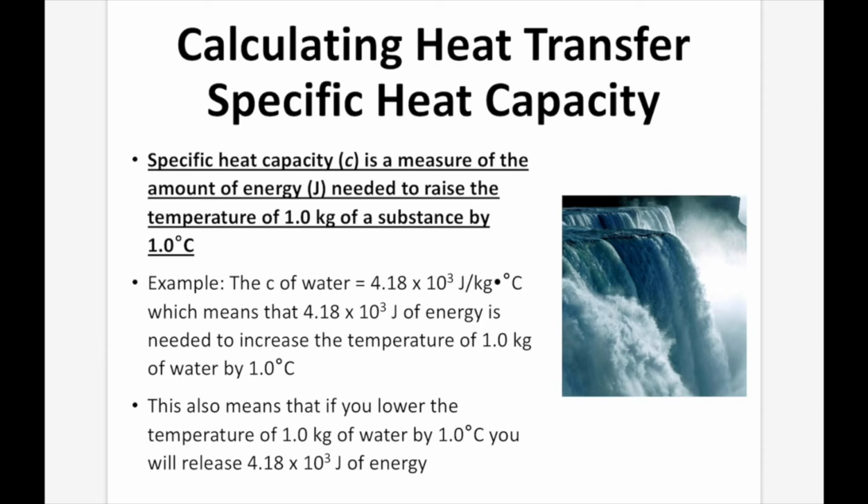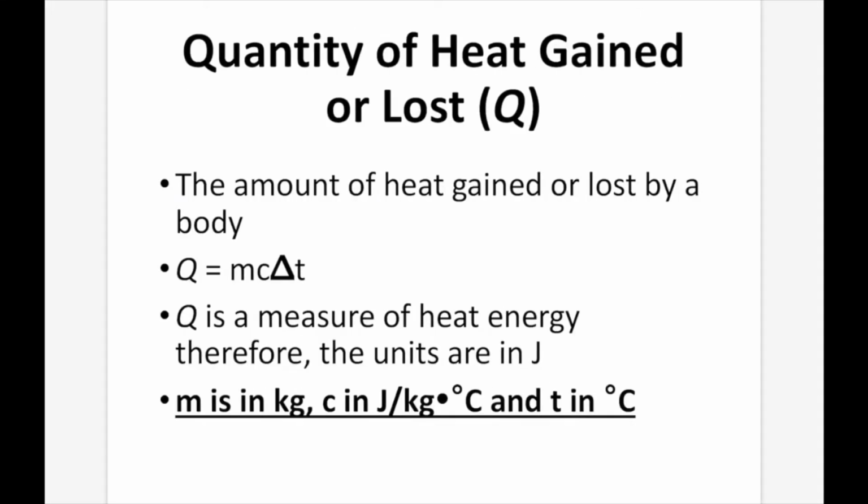So for example, the C of water is 4.18 times 10 to the 3 joules per kilogram degree Celsius, which means that it takes 4.18 times 10 to the 3 joules of energy to increase the temperature of 1 kilogram of water by 1 degree Celsius. This also means that if you lower the temperature of 1 kilogram of water by 1 degree Celsius, you're going to release 4.18 times 10 to the 3 joules of energy. Quantity of heat gained or lost, Q.